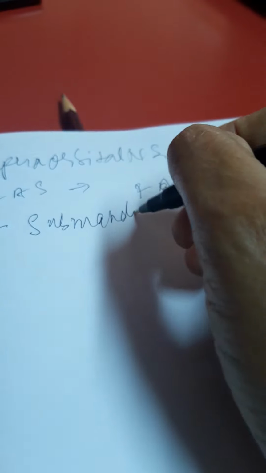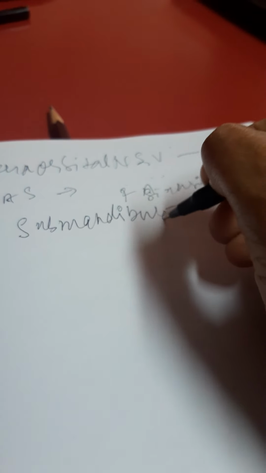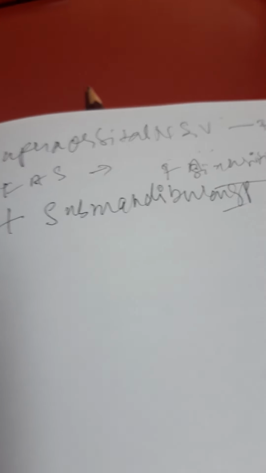So the nerve supply is by the supraorbital nerve and vessels, and then lymphatic drainage is to the submandibular group of lymph nodes. Coming to the applied anatomy, it is nothing but frontal sinusitis. So that's all about the frontal air sinus.